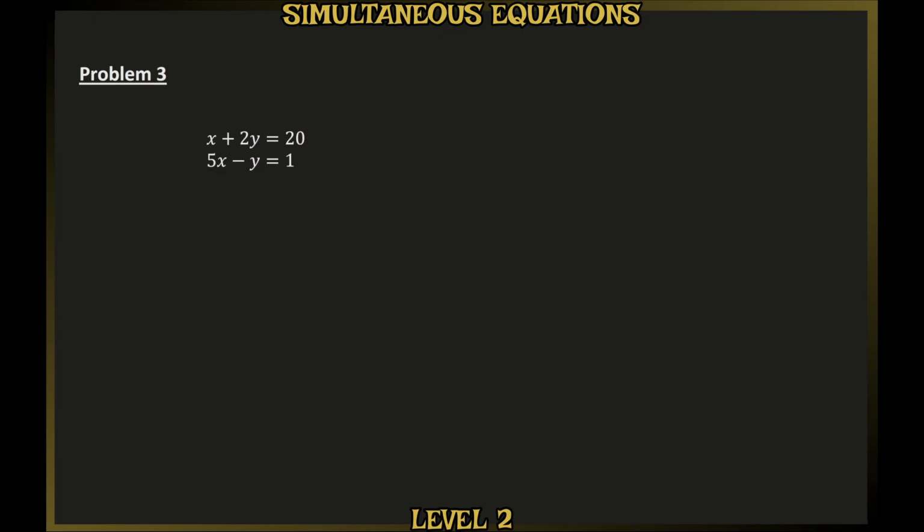So I could either multiply the equation at the top by 5 to make both equations have 5x's in them, or I could multiply the equation at the bottom by 2 so that one equation has a 2y in it and the other has a minus 2y. I'm going to go with the second option, so I'm going to multiply the equation at the bottom by 2, and this gives me 5x times 2, which is 10x, minus y times 2 is minus 2y, and 1 times 2 is 2. And the equation at the top just remains the same.